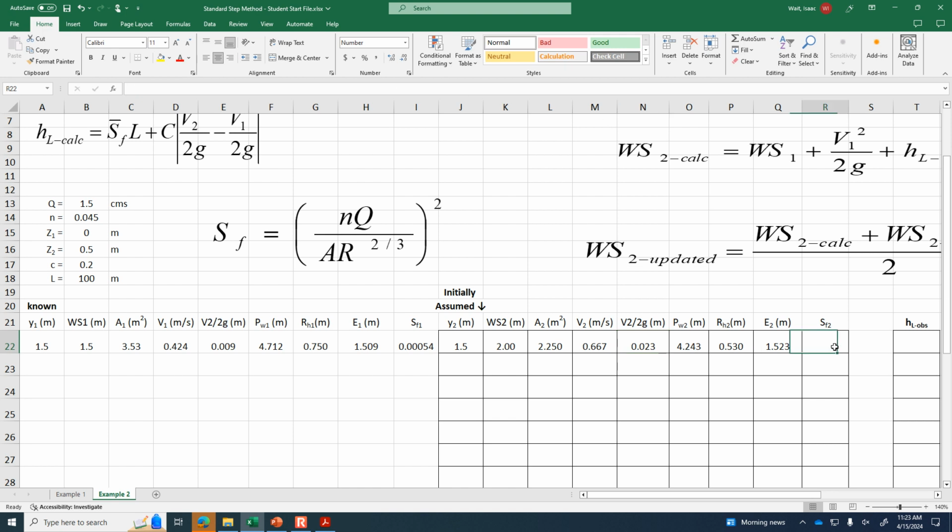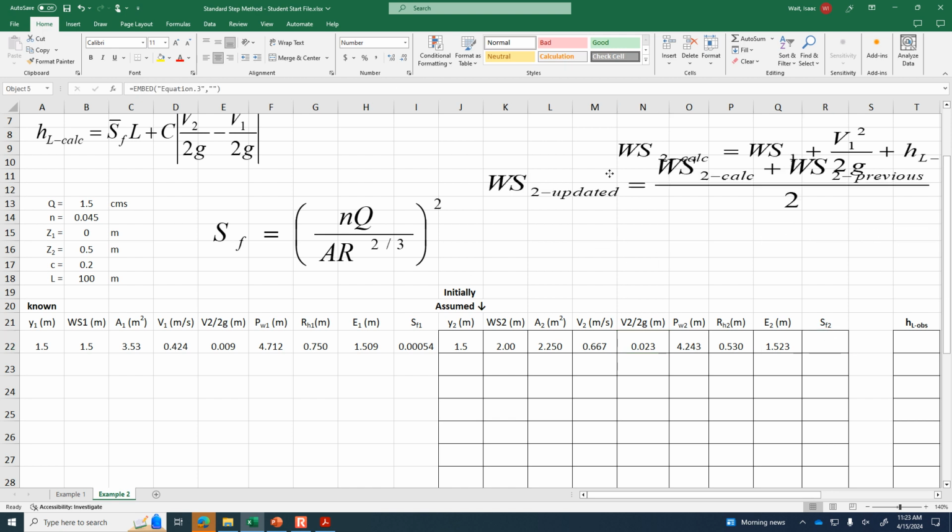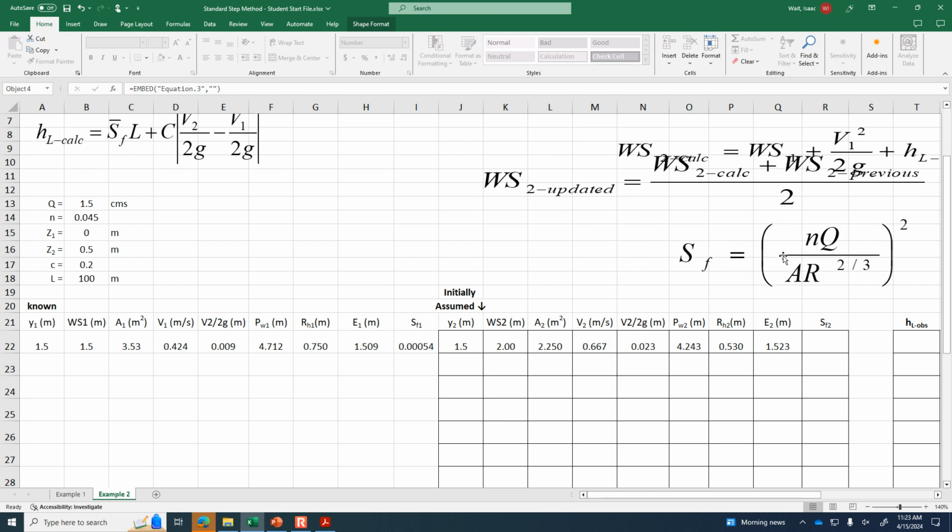Okay. Slope of the energy grade line, we're just using Manning's equation again, rearranged. So it's going to be that same formula. It's N, anchor the reference, times Q, anchor the reference, divided by the area, divided by the hydraulic radius to the power of 2/3. And then all of that squared.